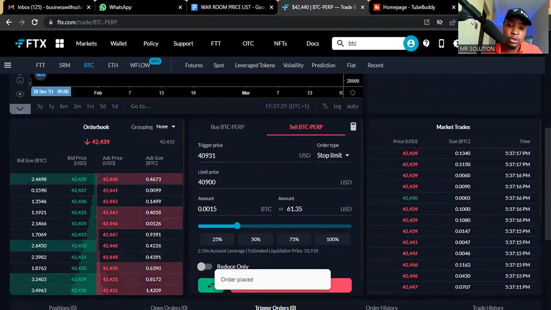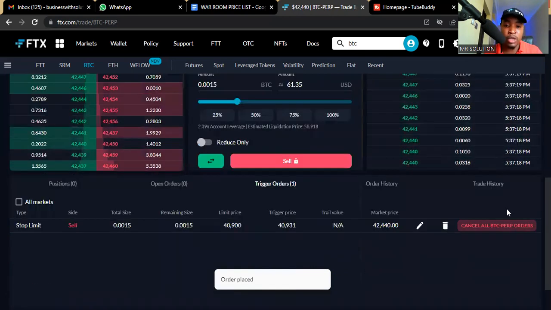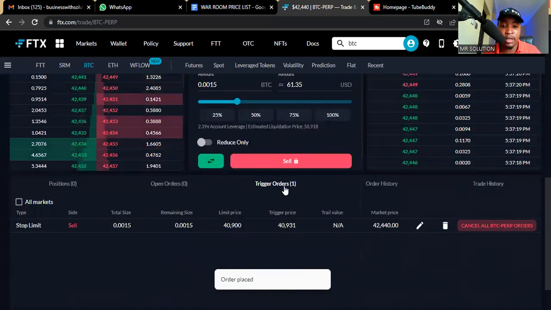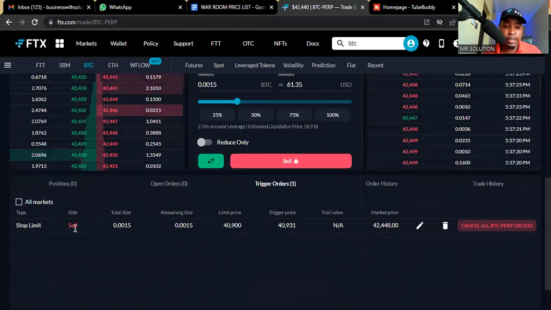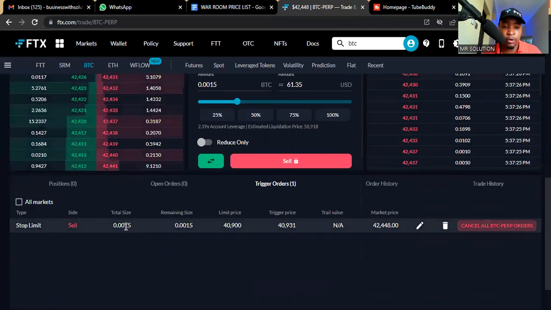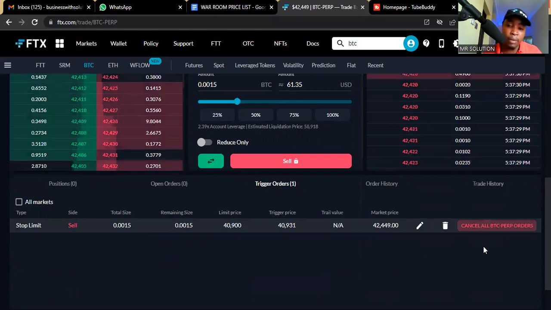So you can see, order placed. When you scroll down, you see the trigger order. That's my entry. So sell, I'm selling this quantity of BTC, and this is my limit. That's my entry price and the trigger price and all that.